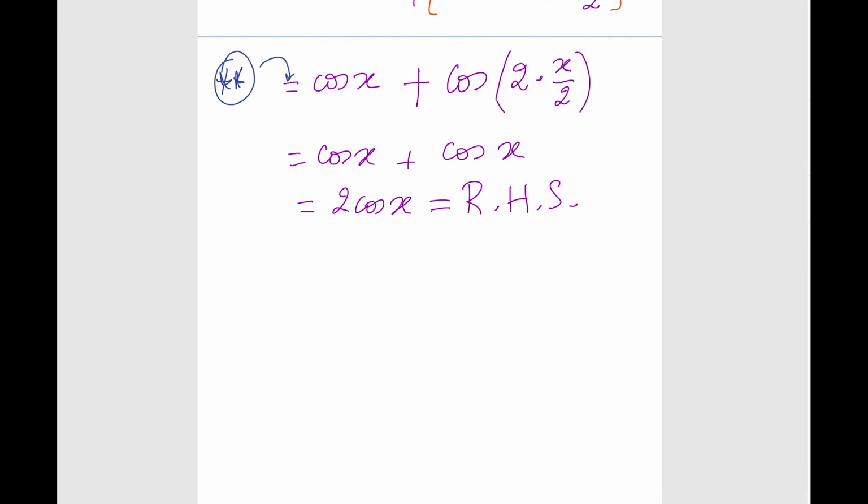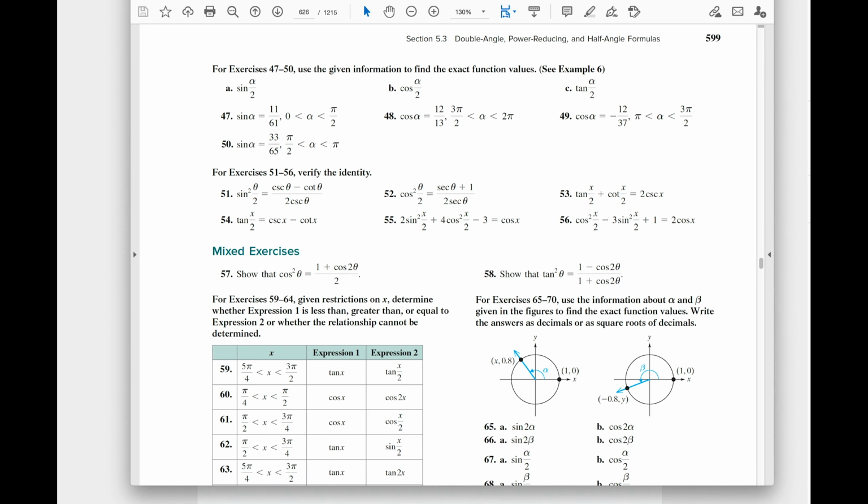All right, back to the book. Let me see which problems to choose from.